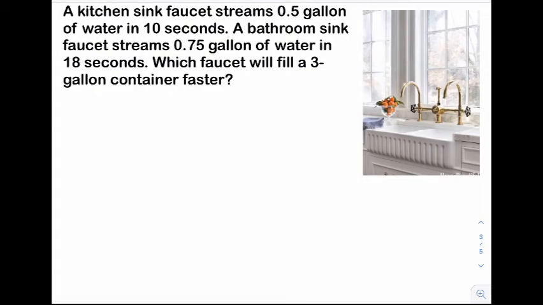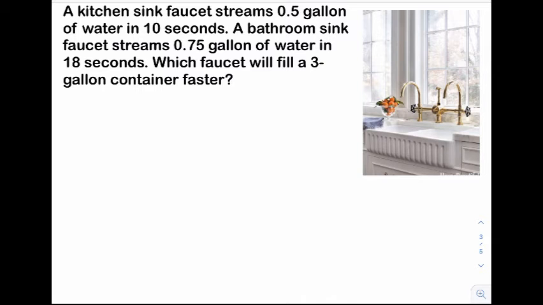A kitchen sink faucet streams 0.5 of a gallon of water in 10 seconds. A bathroom sink faucet streams 0.75 of a gallon of water in 18 seconds. Which faucet will fill a 3-gallon container faster?